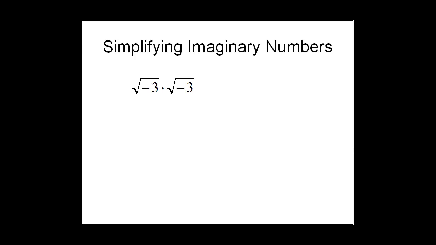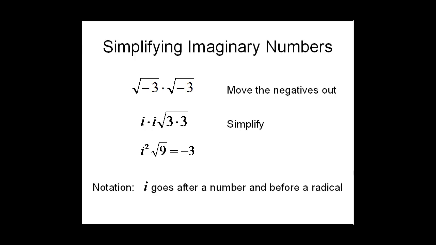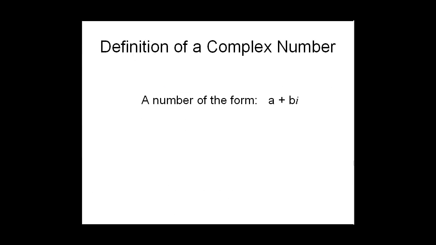Now, to simplify imaginary numbers, if you have square root of -3 times the square root of -3, I would move the negatives out, so you have i and i, square root of 3 times 3, i squared and square root of 9. i squared is negative, square root of 9 is 3. Notation-wise, if it's a number, you put the i after. If it's a radical, you put it in front of. We don't usually put it after.